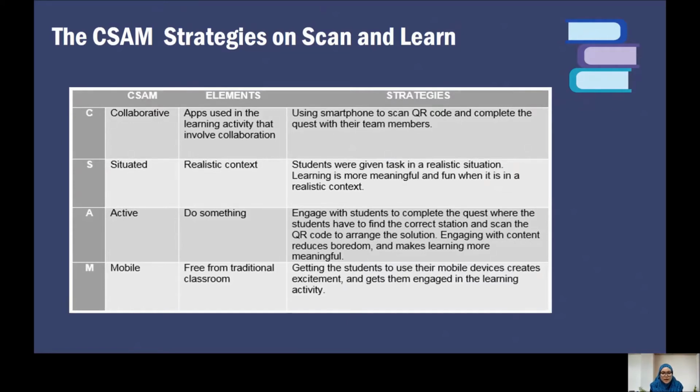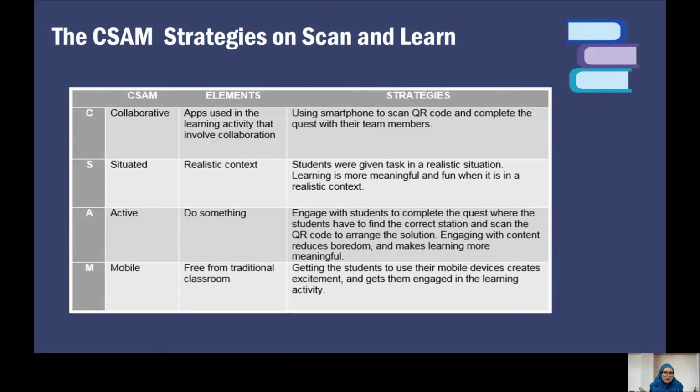Active, when the students engage themselves to complete the quest and they have to find the correct station and scan the QR code to arrange the solution. Engaging with the content will reduce boredom and make learning more meaningful. And lastly, mobile, getting the students to use their mobile device creates excitement and gets them engaged in active learning.